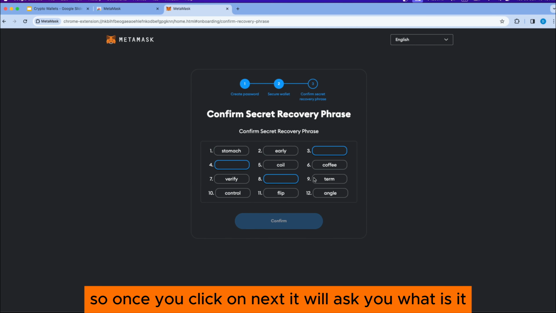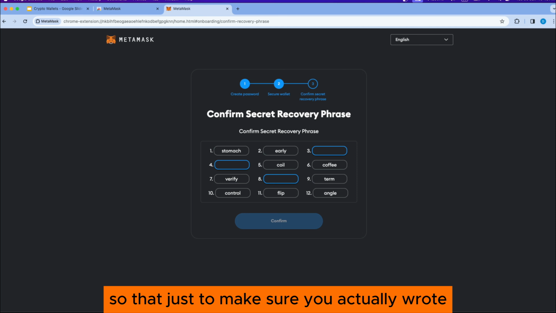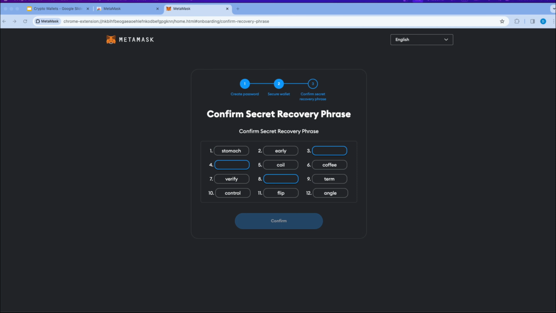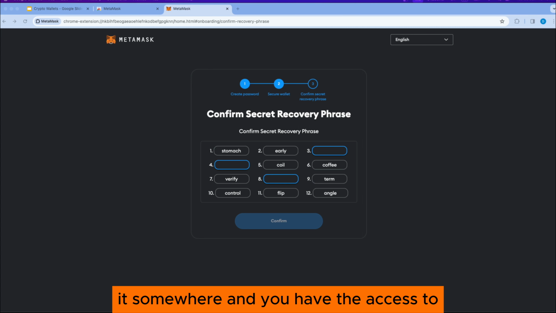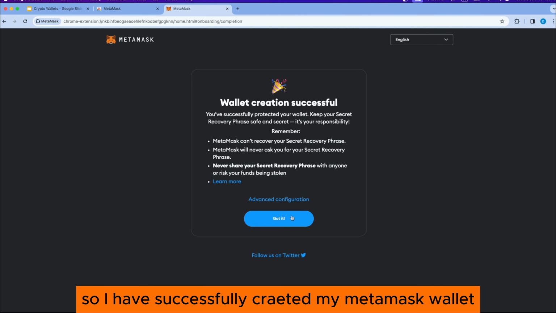So once you click on next, it will ask you what is word number 3, what was word number 6, etc. That's just to make sure you actually wrote it somewhere and you have access to all private keys to your MetaMask wallet. And that's it. So I have successfully created my MetaMask wallet.